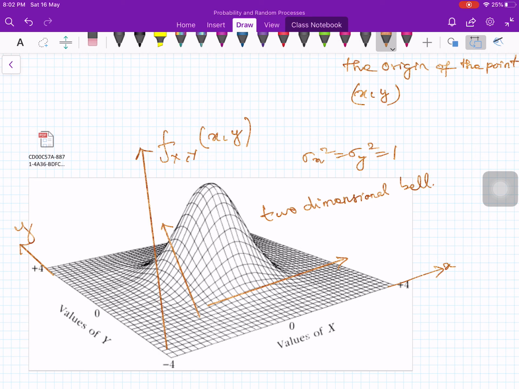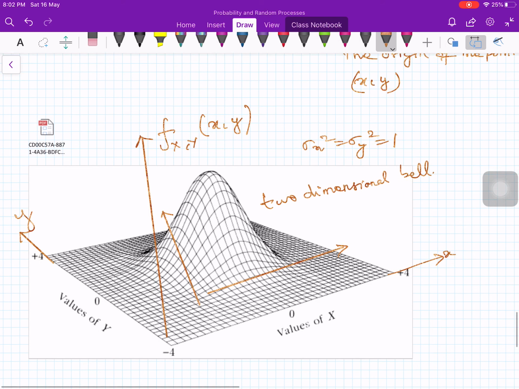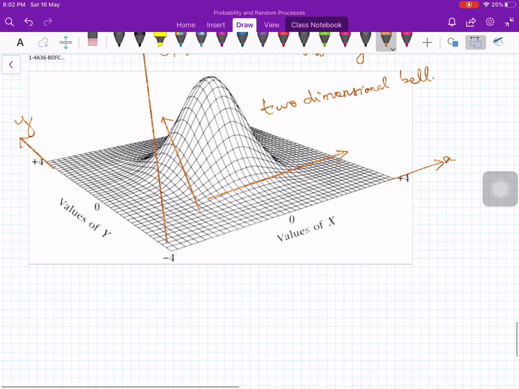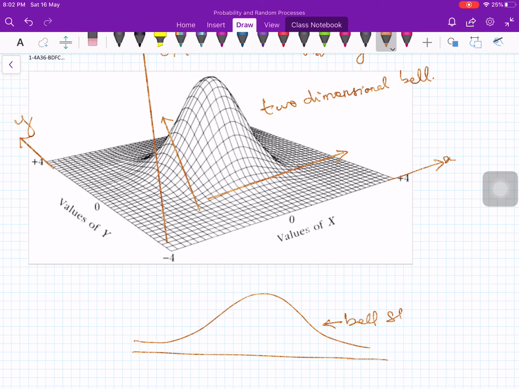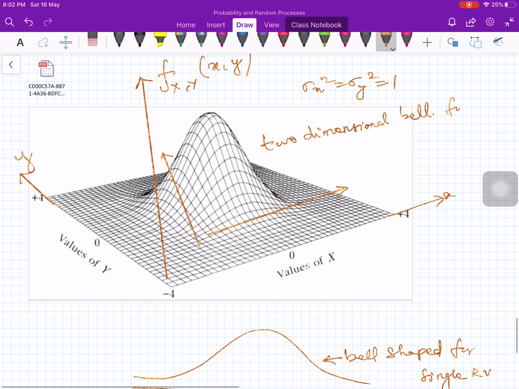So remember, for a single random variable, you get a PDF that is bell shaped. So it is a bell shaped curve. It is a one dimensional bell shaped curve for a single random variable. And this is a two dimensional bell for two random variables. This is just a bell shaped curve, and this is a real bell shaped curve.